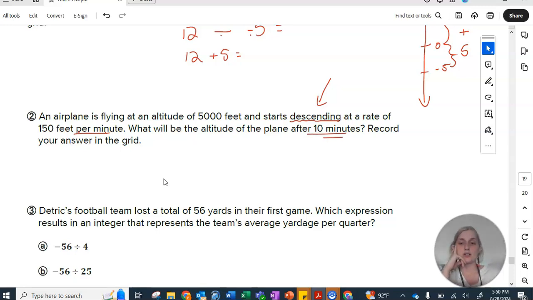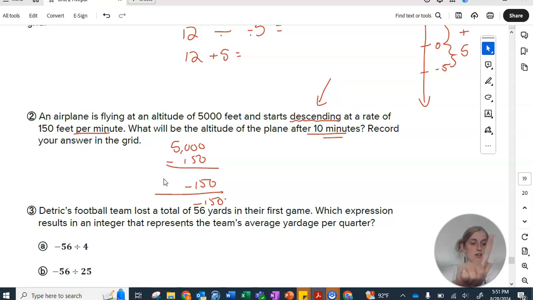So let's see. We start at 5,000 feet. After 1 minute, we're down 150. After another minute, we're down 150. After another minute, we're down 150. You can see I'm already running out of space. So this is actually maybe not the best way to solve this problem. So let's think about it in total.